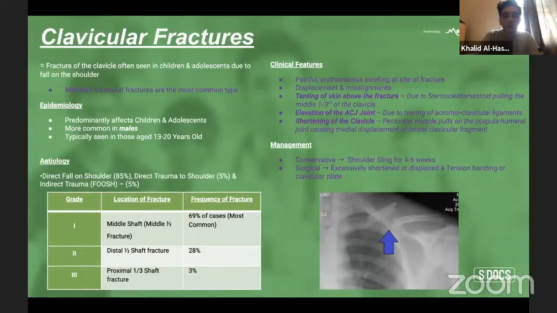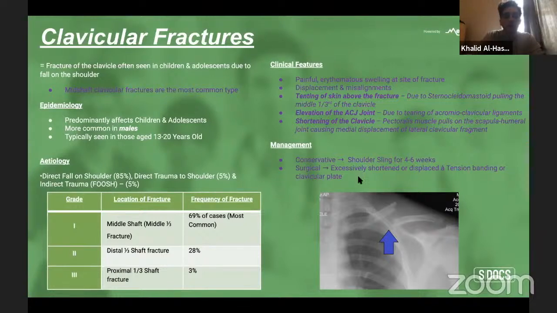Generally what I'd do is start by focusing on the upper limb and move down towards the lower limb. However, there are some odd ones out, such as clavicular fractures. Clavicular fractures, as the name says, are fractures of the clavicle, and they're more commonly seen in children. The most common types are mid-shaft clavicular fractures.